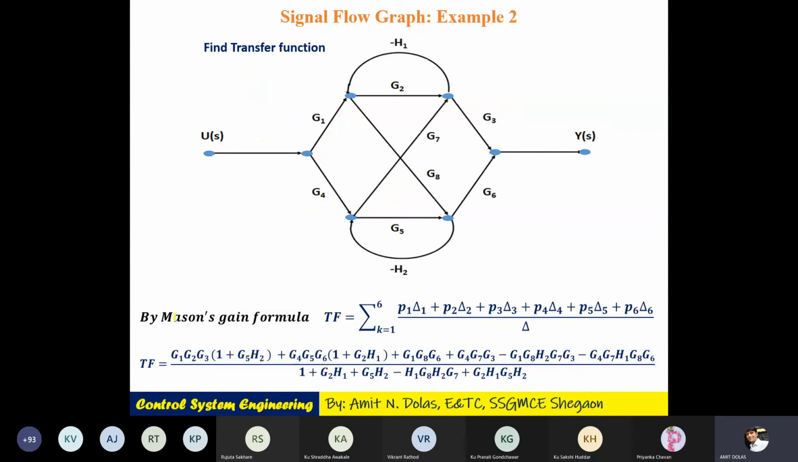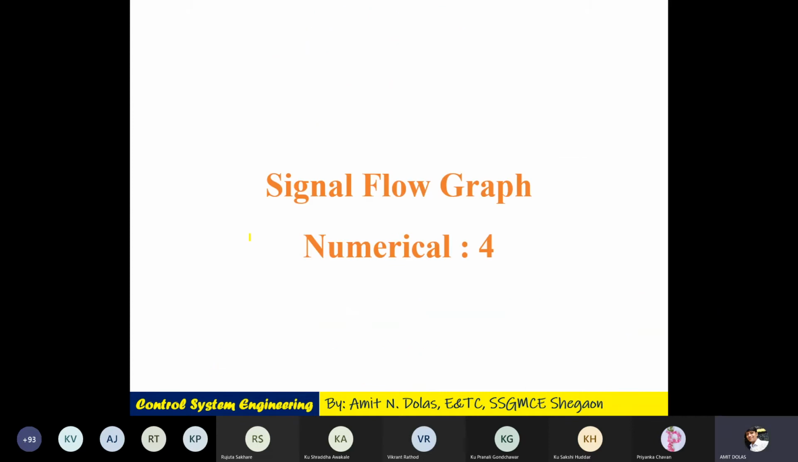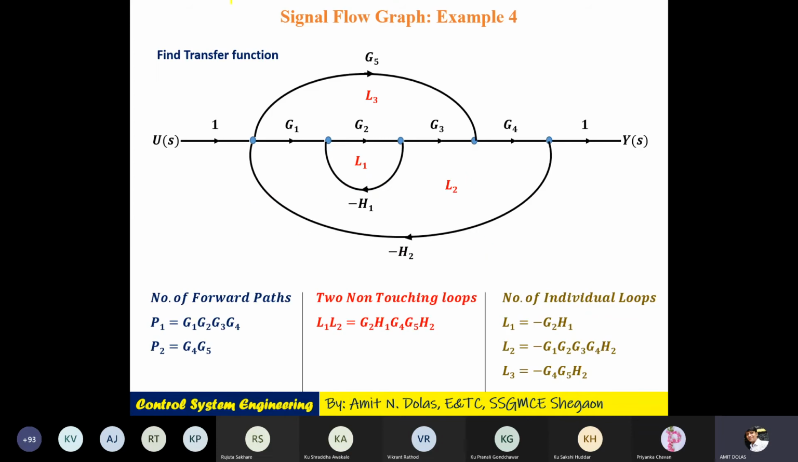Putting the values in Mason's gain formula, these are the same values we calculated above, so I'll not read them out. So this is your overall transfer function. You have to practice this several times, of course. The way is very easy, but concentration is required to identify all the paths, all the individual loops, and all the non-touching loops. Then the next example of signal flow graph is numerical 4.